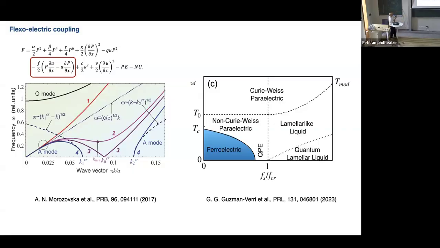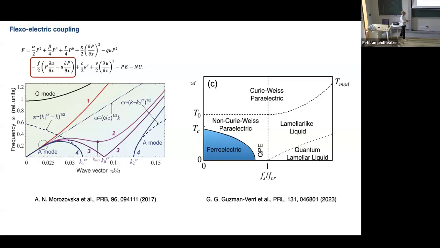So this is a plot of your TO mode, and this is your acoustic branch, and the only parameter that changes is the amplitude F. So you see that as I increase F, at some point I can have an incommensurate phase transition. So the claim in STO, and this was the second part of my title, is that we are in an incipient modulated phase.